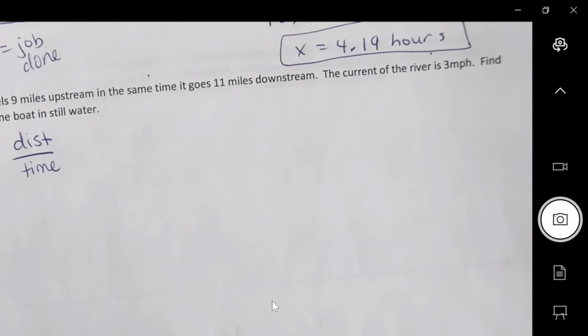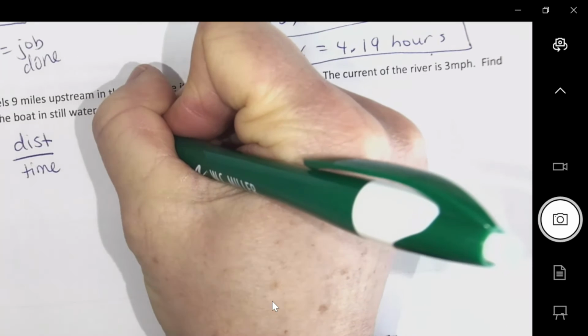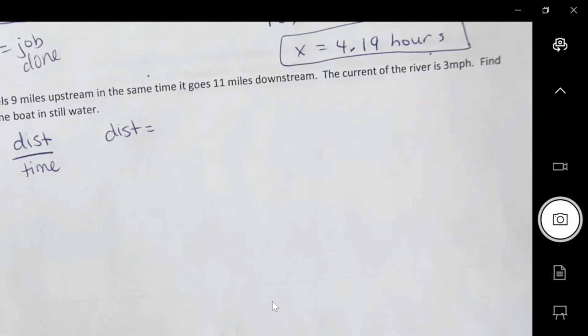Are you good at switching around formulas? Let's say, what is the distance? What would I do for a distance there?